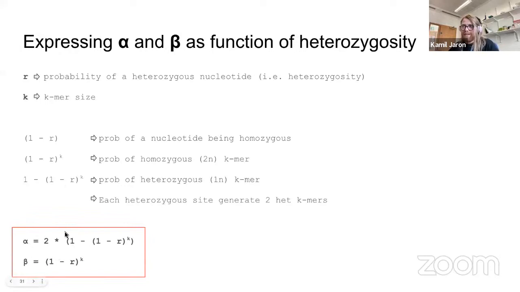So basically alpha is just this term and beta is this term. And it's as simple as that. So it's just basic combinatorics that gives us the estimates of heterozygosity.